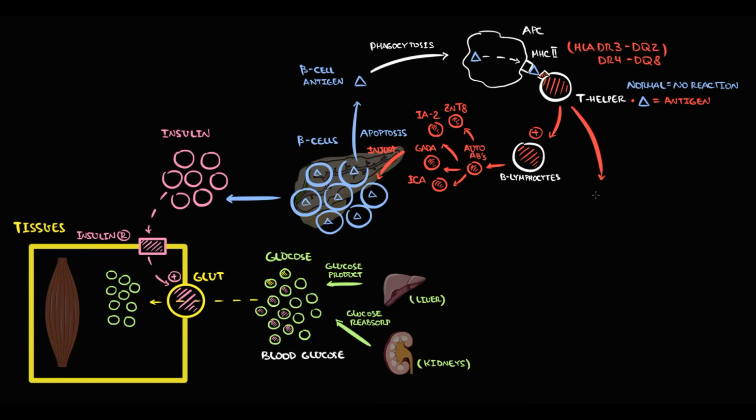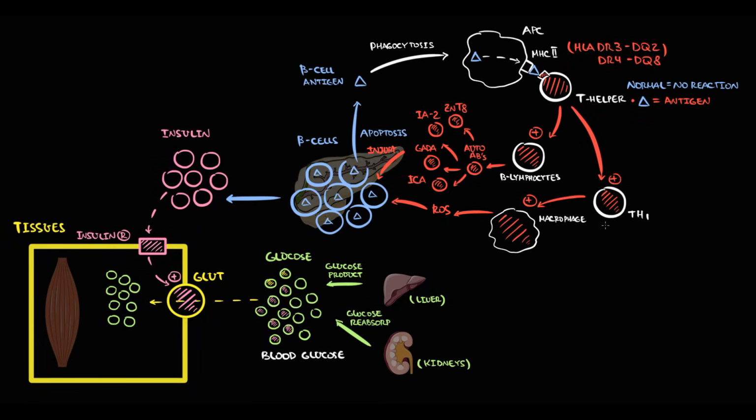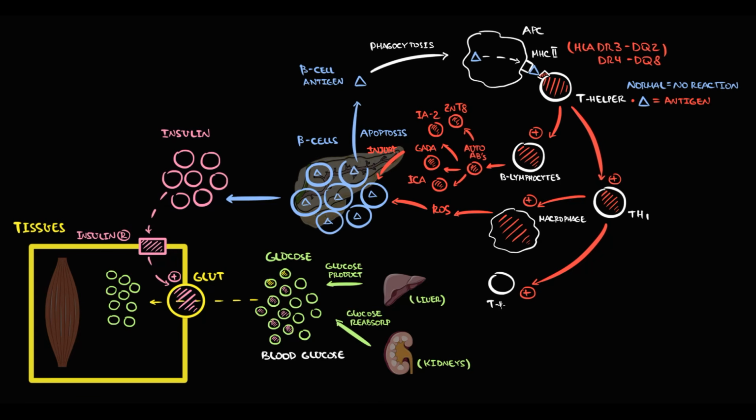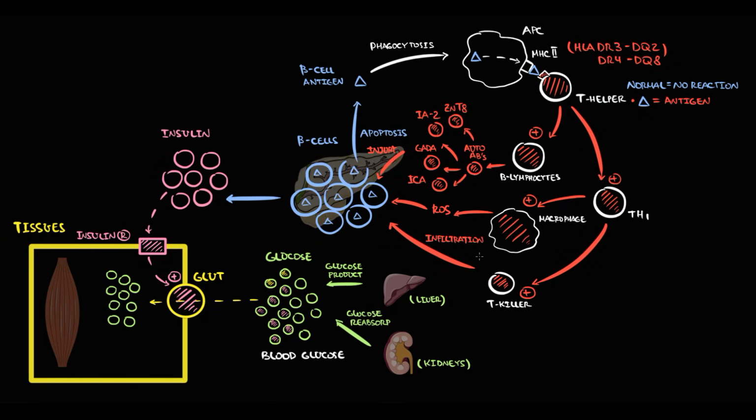Also, T helpers activate T helper type 1 cells, and in turn, T helper type 1 cells activate macrophages. With activation, macrophages begin to produce reactive oxygen species and other dangerous substances. And these substances can cause severe injury to pancreatic beta cells. In addition to this, T helper activates T killers. And in activated state, T killers massively infiltrate pancreatic beta cells.